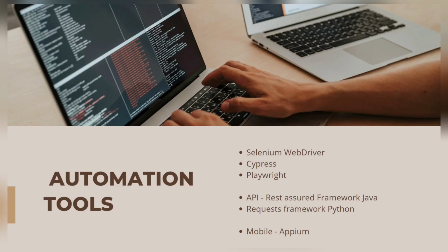For Cypress and Playwright, you need to have an understanding of JavaScript. So you can use those tools as well if you have an understanding of JavaScript. Then for the API, there is the REST Assured framework for Java and the requests framework for Python. So as per your programming language skills, you can choose the tools according to your skills. Then for mobile, we have the Appium tool as well.